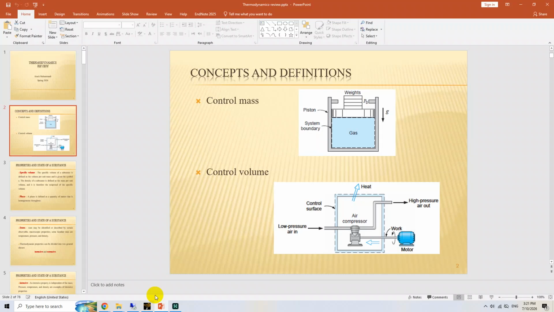In control mass, like the cylinder and piston that you can see in the upper picture, the boundary of the system has only work and heat in interface with the environment. No inlet and no outlet of mass. The mass of the system is fixed and we have no inlet and outlet of mass.